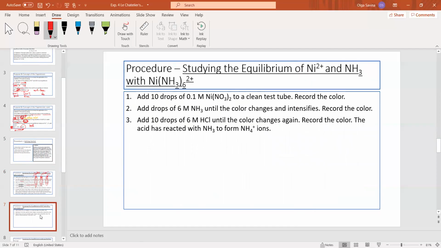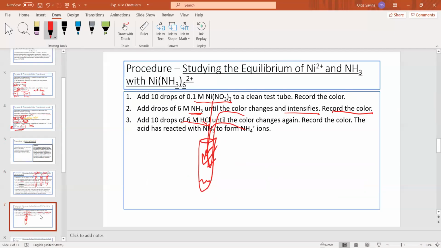So second part, equilibrium of nickel and ammonia. We will have our test tube, and we will add nickel nitrate into this one, 10 drops, and then we will add 6 molar ammonia until the color changes and intensifies, and we will record the color. And finally, we add in hydrochloric acid into the same test tube and see how our color changes. This is what we're doing.